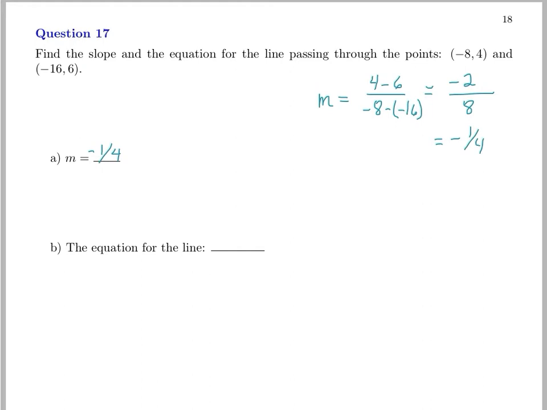And then I can use the point-slope form to write my equation. I'm just asked for an equation, so it doesn't have to be in a particular form. So I can just write y minus 4 equals minus 1/4 times x minus a negative 8, plus 8. And that should be fine.